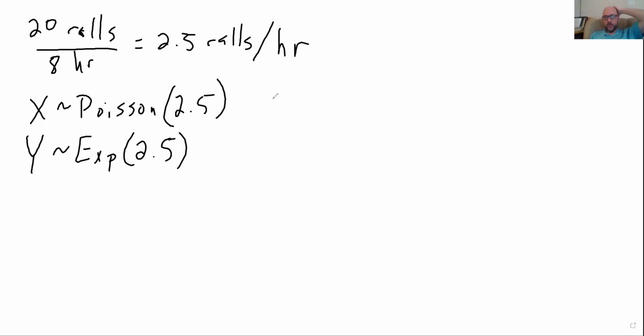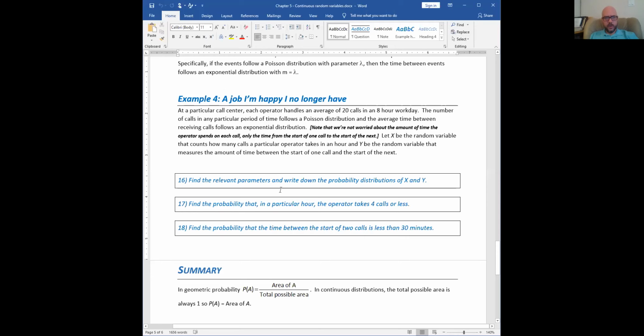This is why it's really important to pay attention to what goes in front of the parentheses. It tells you what distribution you've got. So x is a Poisson distribution with 2.5 calls per 1 hour, and y is an exponential random variable with a decay constant of 2.5, where you have m equals lambda. Write down the probability distribution. Okay, we did that, great.